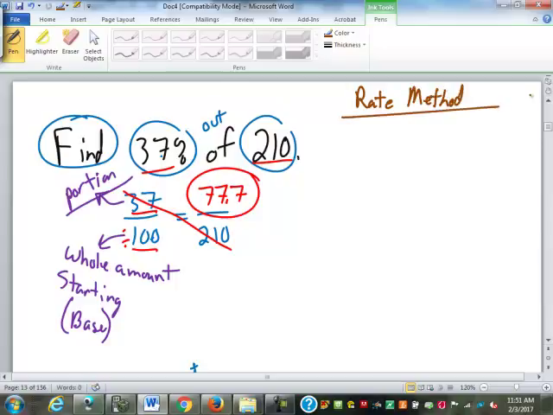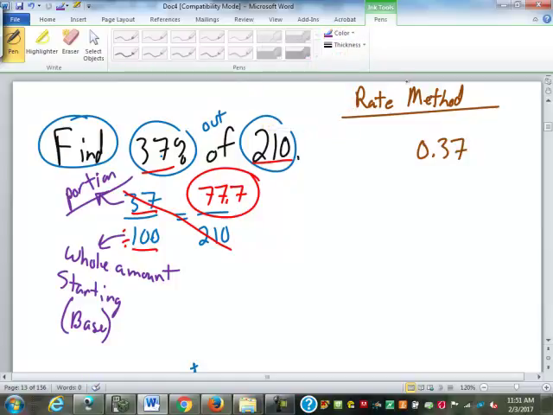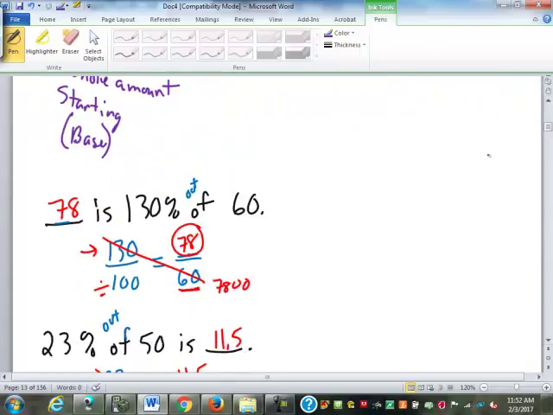A rate is another name for the decimal form of a percent. So 37% as a rate would be 0.37. You just convert your percent to a decimal. And using the rate method of percents, you convert your percent to a decimal. So for this problem, it would be 210 times 0.37, which is 77.7. Or for this next one, 130% as a decimal is 1.3. 60 times 1.3 is 78, which is our answer.